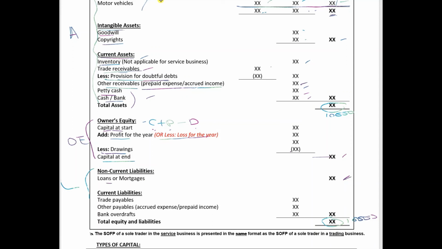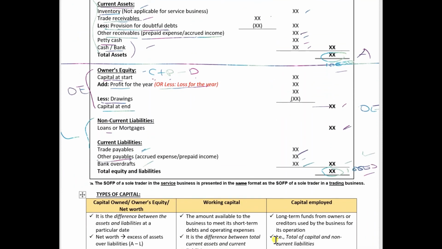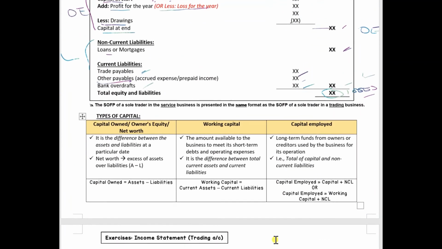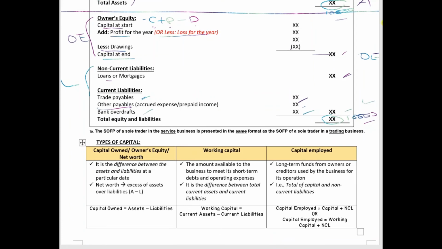Current liabilities are the trade payables and bank overdraft. This one we have not yet learned. When we learn, we'll come back to this topic. So you just list down the trade payables and all that. When you add up, the total assets will equal the owner's equity plus the liabilities. You will get the same amount. So that's how you prepare the statement of financial position. The statement of financial position in a service business will be the same format as in a trading business.